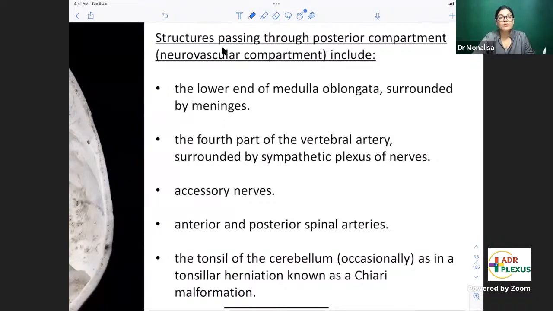Neck, which triangular area? What is the name of the posterior triangle? No. This just came into my mind. Let me tell you. Firstly, just revise the structures traversing through the posterior part of foramen magnum: the lower part of medulla oblongata covered by meninges, fourth part of vertebral artery, 11th cranial nerve, the accessory nerve, anterior and posterior spinal artery, and the tonsil of cerebellum. The tonsil of cerebellum is passing through it, and that is a case of tonsillar herniation, that is Chiari syndrome.